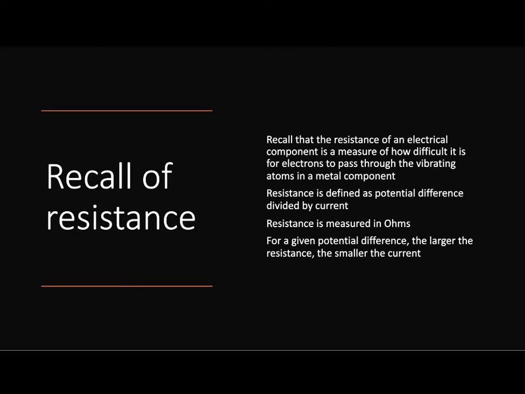Now, if we remember, we define resistance as being the amount of potential difference across a component divided by the amount of current that is flowing through that component. And at a constant temperature, that is directly proportional. We measure it in ohms with that funny squiggly symbol. For a given potential difference, if we maintain a potential difference across that component, the more resistance there is, the smaller the current. So as we increase resistance, we decrease current.